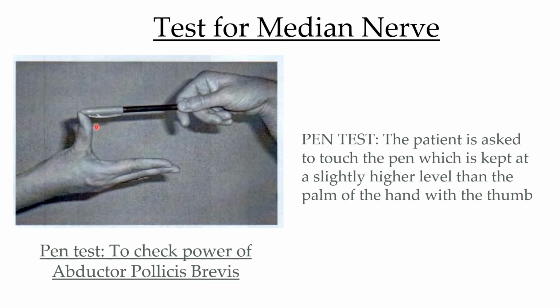In the pen test, the patient is asked to touch the tip of the pen, and in order to touch the tip of the pen, the patient will have to perform abduction. That is, he has to bring the longitudinal axis of the thumb perpendicular to the plane of the palm. If he is able to do so, this means the median nerve is intact and hence abductor pollicis brevis is intact. And if he fails to perform this act, this means that the median nerve is injured.